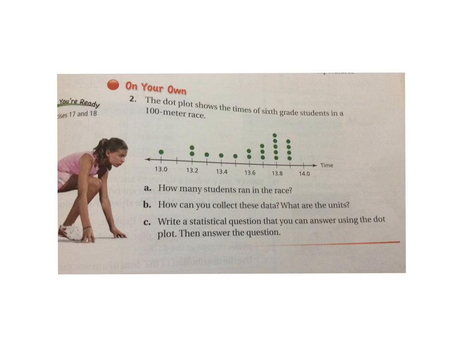And then part C says, write a statistical question that you can answer using the dot plot, and then answer the question. So I'm going to give you a minute to think of a statistical question that you could write using the dot plot. I'm thinking a statistical question could be, how long does it take a 6th grader to run 100 meters? That's a statistical question because you would not expect one single answer. You know you are going to get a variety of answers. And we could answer that question by saying, it looks like most students ran 100 meters in 13.8 seconds.